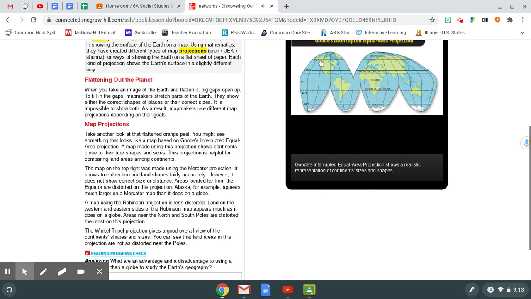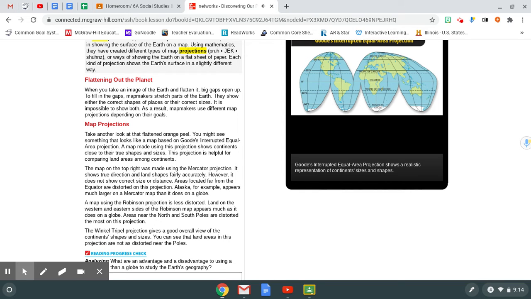A map using the Robinson projection is less distorted. Land on the western and eastern sides of the Robinson map appears much as it does on a globe. Areas near the north and south poles are distorted the most on this projection. The Winkel triple projection gives a good overall view of the continent's shapes and sizes. You can see that land areas in this projection are not as distorted near the poles.